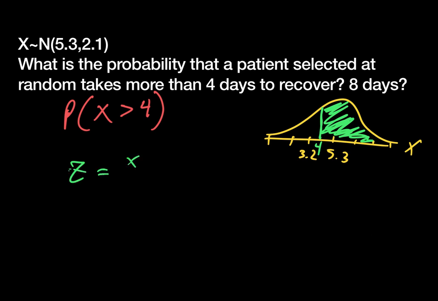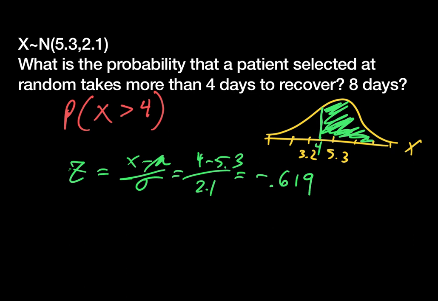Use my z-score formula, x minus mu over sigma. 4 minus 5.3 over 2.1. What was that z-score? Negative 0.619.